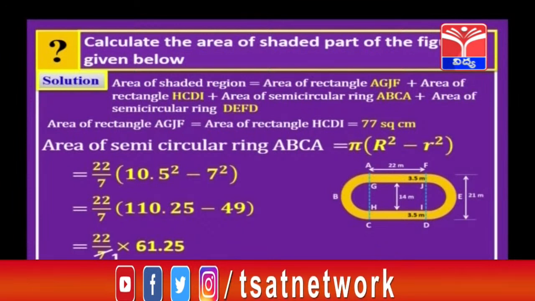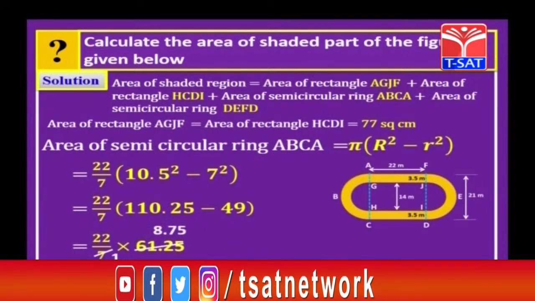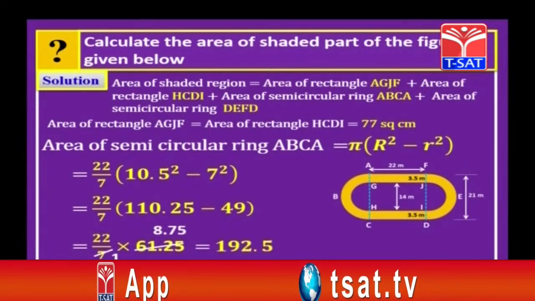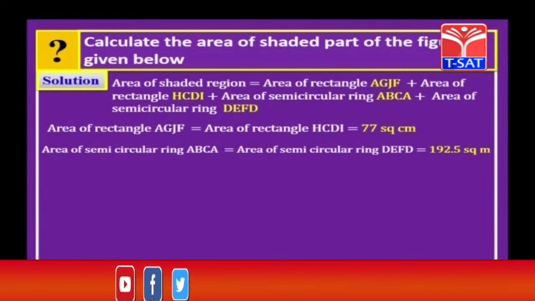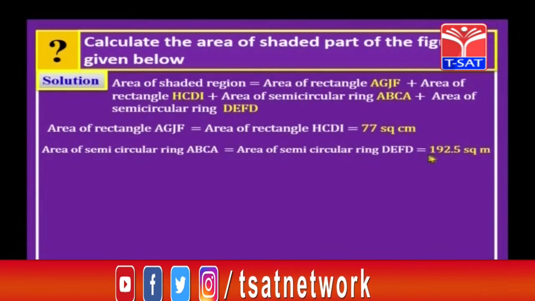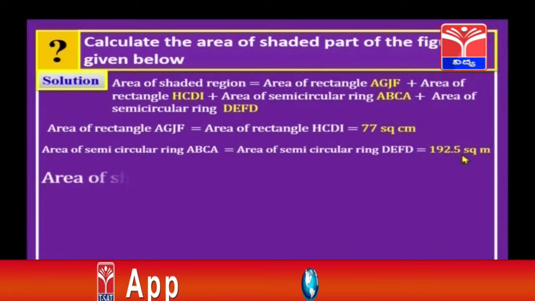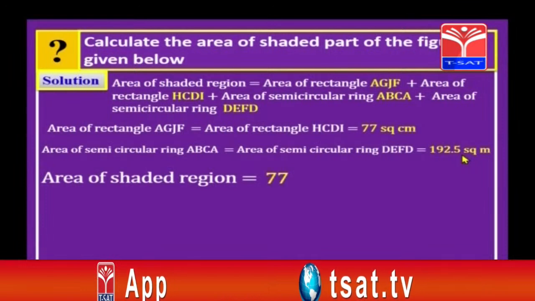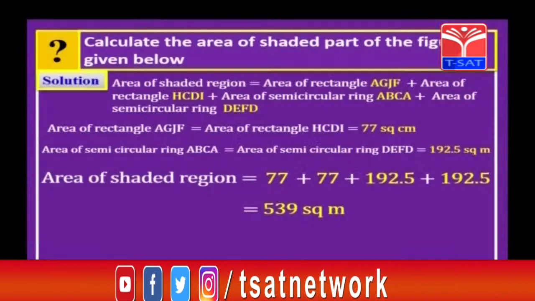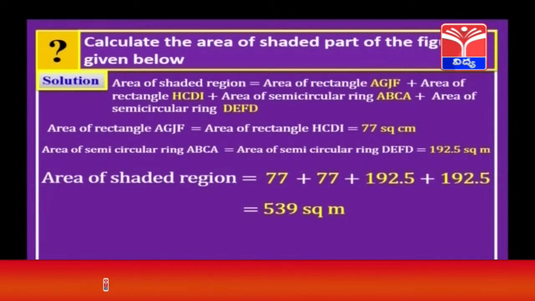Now 7 goes in 7 one time, whereas in 61.25 it goes 8.75 times. Let us multiply these two, 22 into 8.75. We get 192.5. So we got 192.5 as the area of one semicircular ring. So therefore the other semicircular ring also has the same area, 192.5 square meters. Therefore the area of the shaded region is 77 plus 192.5 plus 192.5. So therefore we can say the area of the shaded region is 539 square meters. Let us move on to our next problem, children.